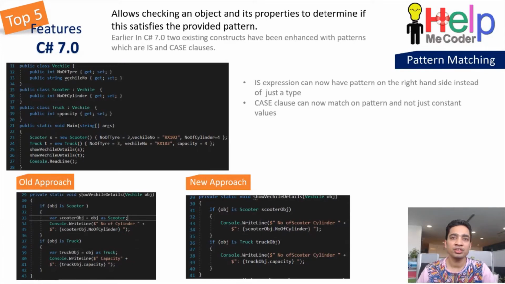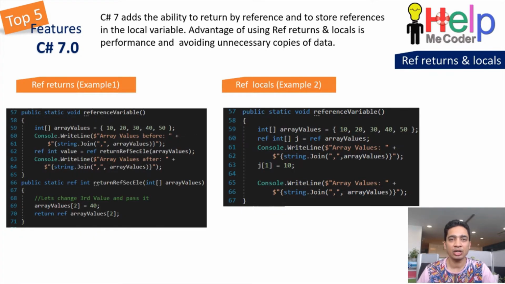So the fourth feature in our top 5 list is ref returns and local.